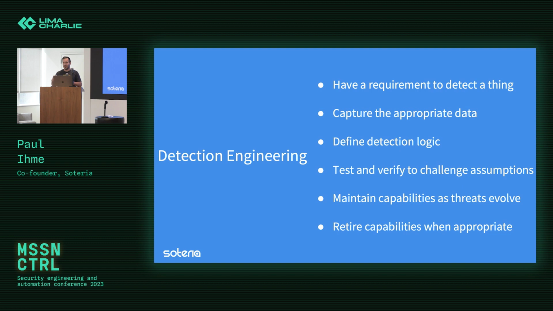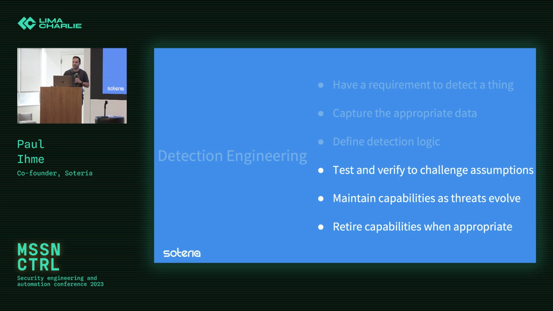And then I think the key things are testing and verifying to challenge your assumptions, right? So you write a rule, you pat yourself on the back, you hope it works, and then run off to go do the next thing, and that's what a lot of people do. Then maintaining capabilities as threats evolve, and retiring capabilities when appropriate. I think the biggest thing that folks miss is they just sort of ignore those last three steps.